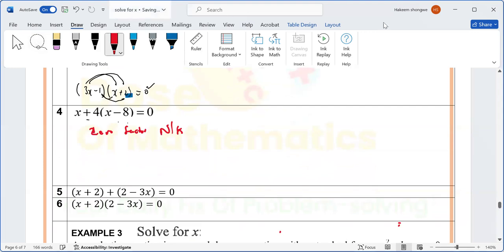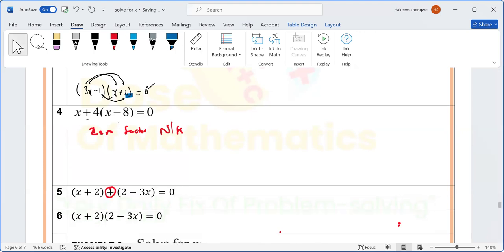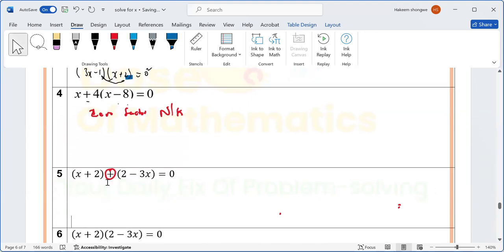What do you think with number 5? Does it apply? Bracket number 1, bracket number 2, there's a 0. Are we multiplying the two brackets or we're adding the two brackets? We are adding. So can we use the zero factor law? No. We can't use the zero factor law because it applies only when we're multiplying. Here we have a problem because we have a plus. So the zero factor law is not applicable here.